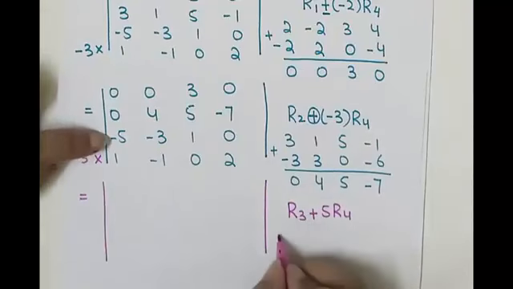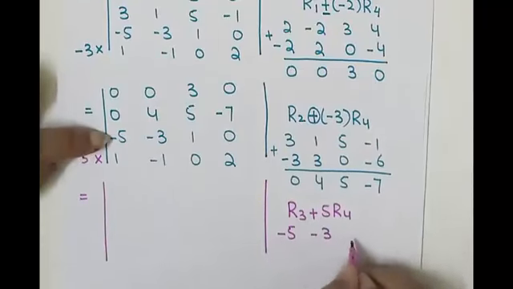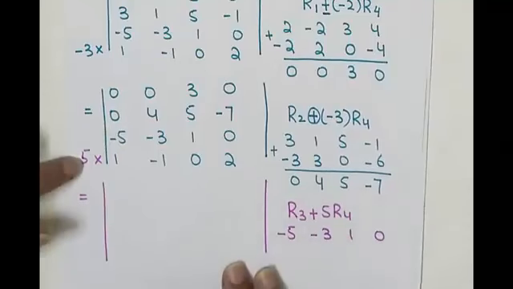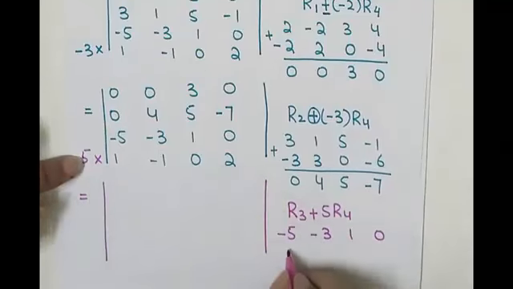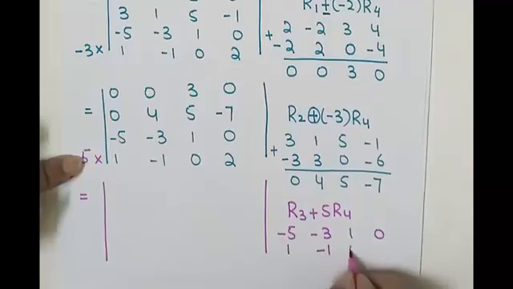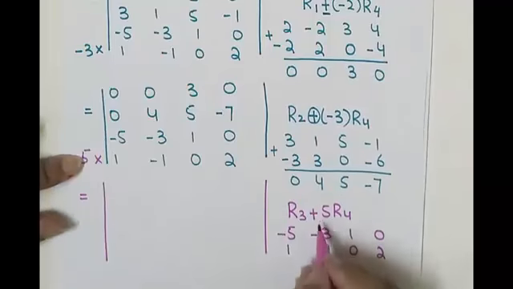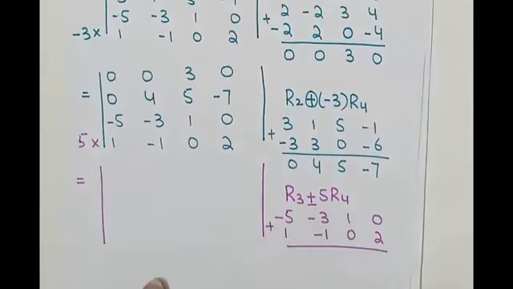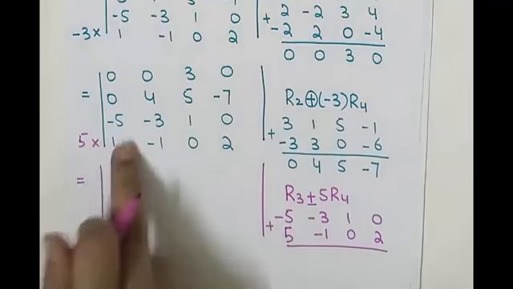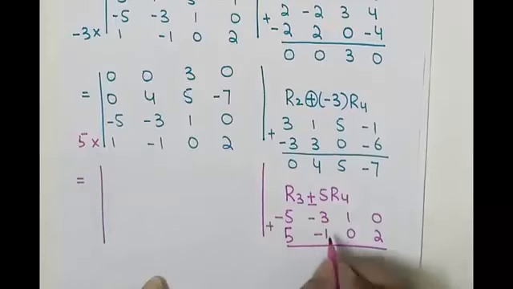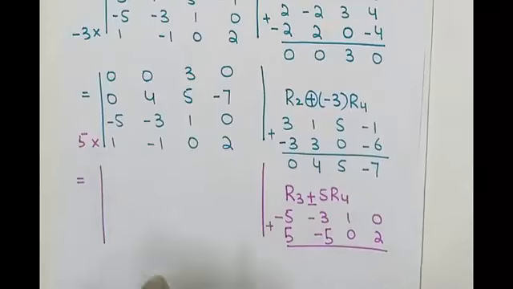First write R3, which is minus 5, minus 3, 1 and 0. Now multiply 5 with this row. We have 1, minus 1, 0 and 2. Now we have to add them. We have to multiply 5 with this row. So we have 5 1 times is 5, 5 minus 1 times is minus 5, 5 0 times is 0 and 5 2 times is 10.